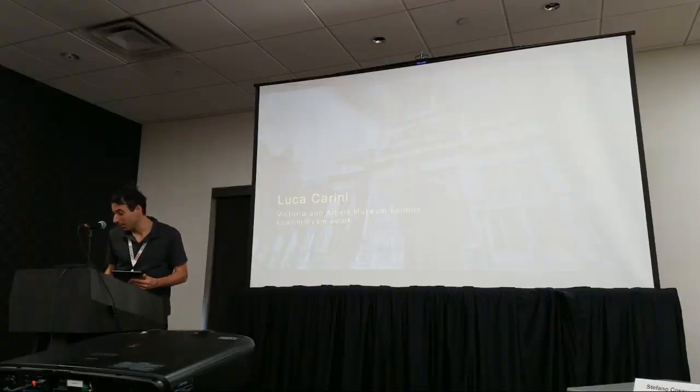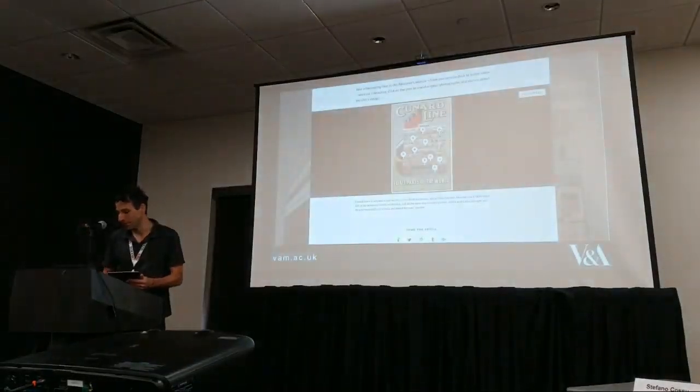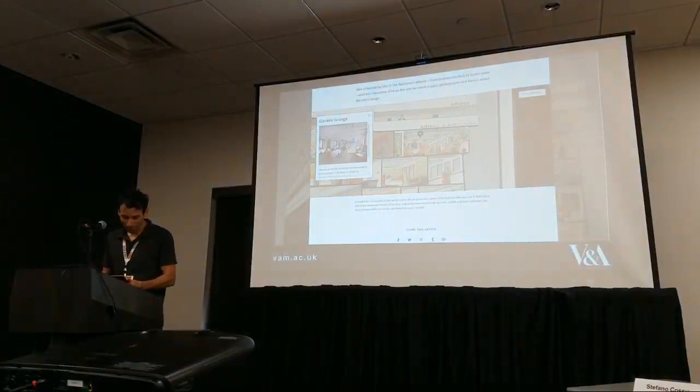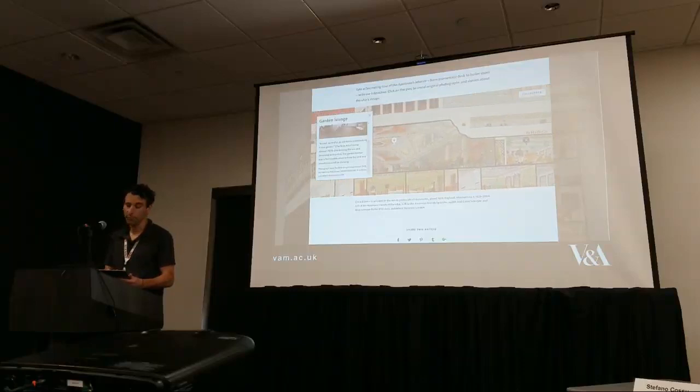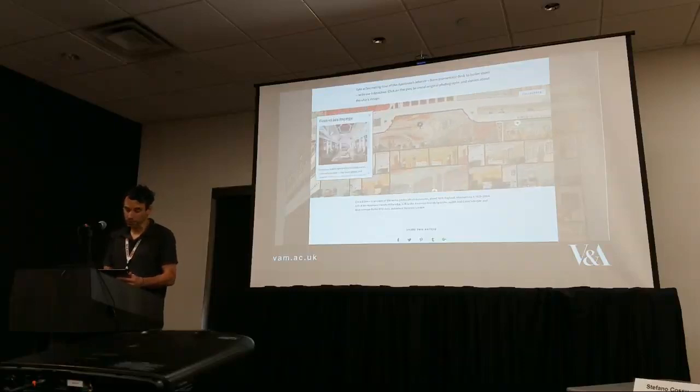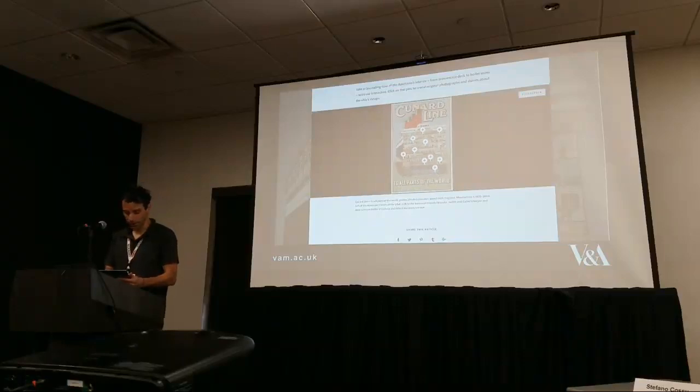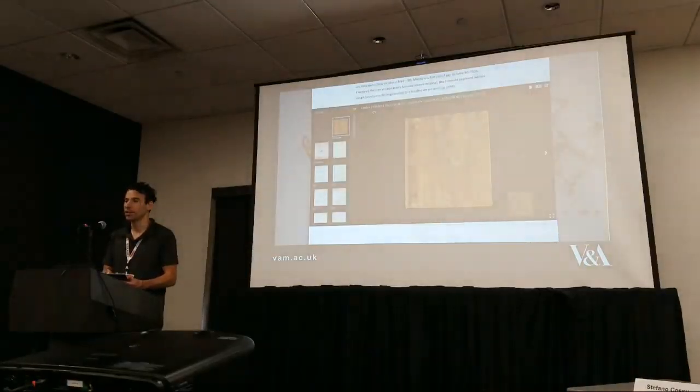I'm Luca. I'm over from London at the Victoria and Albert Museum. The V&A has a broad collection of about 2.4 million objects and library items, about 40% of which have digitised images, plus archives, all of which needs to be accessible online.